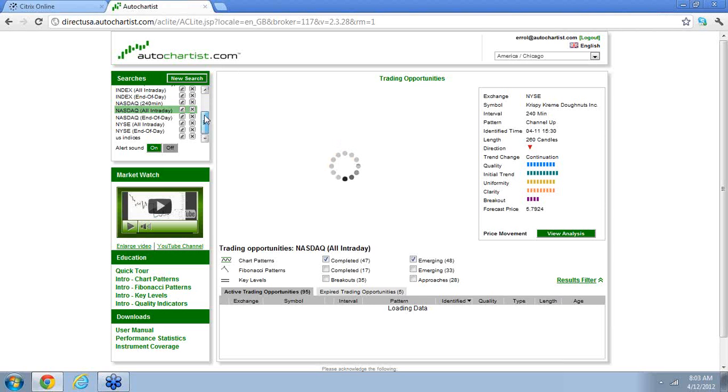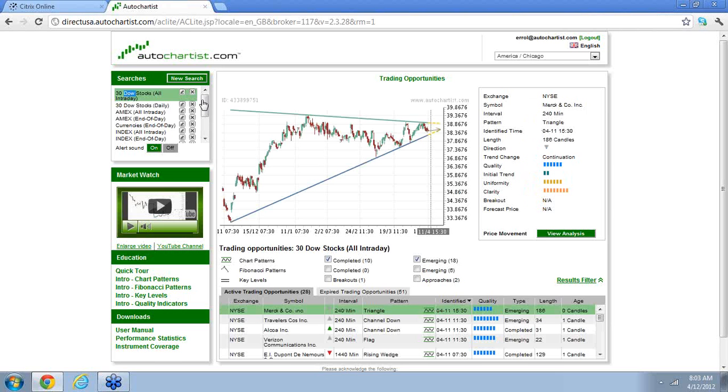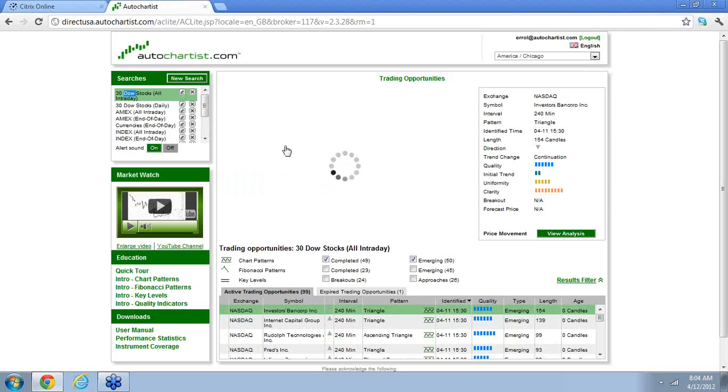Now, another thing that I do is that I've created a group here in the searches where I've put in the 30 Dow stocks. The reason I do that is because I know the characteristics of the Dow stocks. I know that they're actively traded. They have very high volume relative to some of the other stocks. They also have a reasonable amount of volatility. That gives me an idea of how the markets can trade. And they are also familiar names.